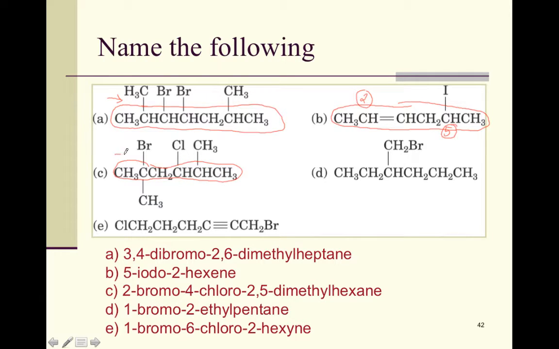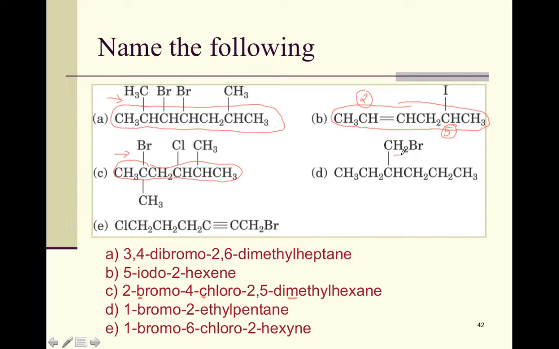Longest continuous chain on C has 6 carbons. Now the direction would be left or right because I have 2 things coming off carbon number 2 going in that direction, but only 1 thing coming in the opposite direction. 2-bromo 4-chloro 2,5-dimethylhexane. This bromo, because it's alphabetically before chloro, which is C is alphabetical before M for methyl. Remember, the prefixes aren't included when we figure out the order.